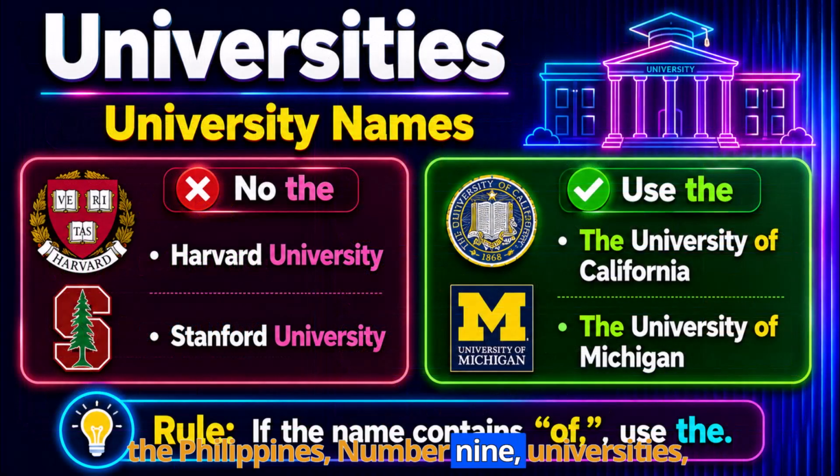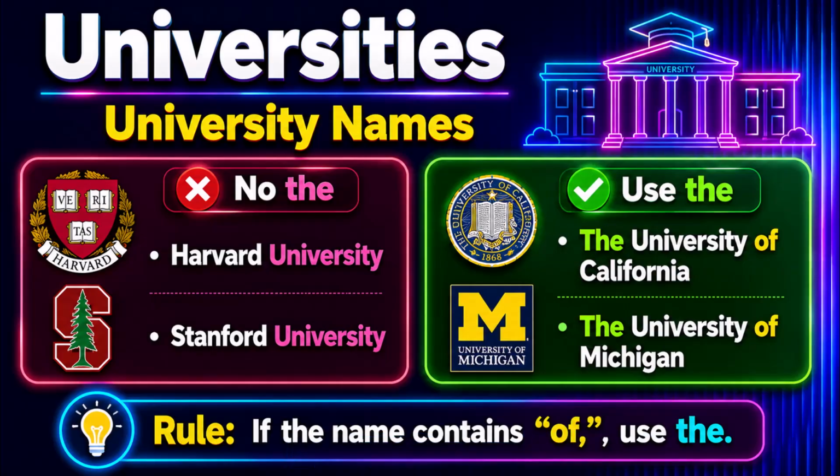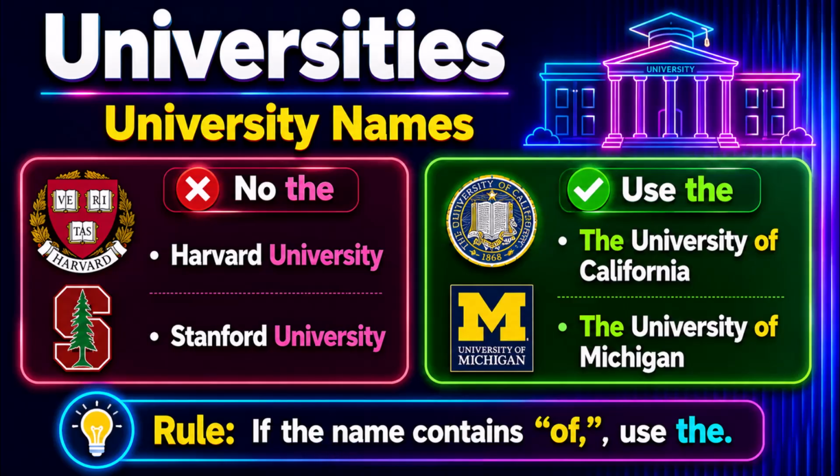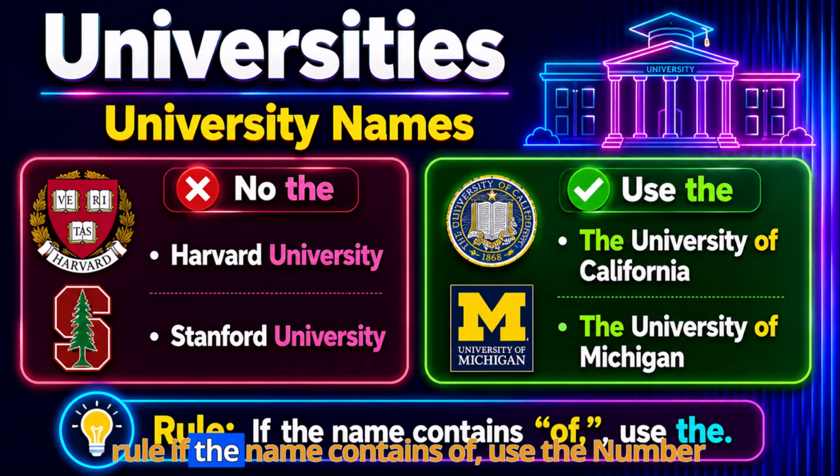Number 9. University names. Skip "the" with Harvard University and Stanford University. Use "the" with the University of California and the University of Michigan. Rule: If the name contains "of", use "the".